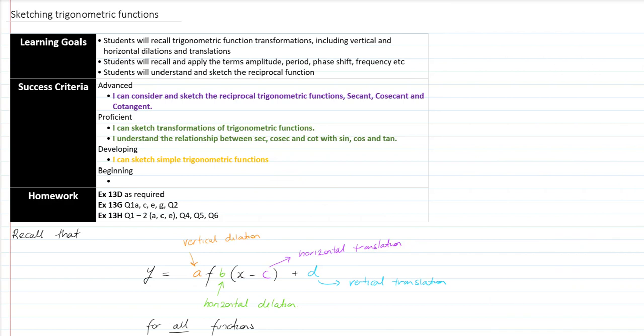Welcome to Unit 2, Topic 2, Video 4. And in this video we're going to be looking at sketching trigonometric functions. Of course, this is part of one or two dot points from the syllabus, but it is covered across 3 different exercises in the Cambridge text that we use. So there we have our homework, but also our learning goals and success criteria.